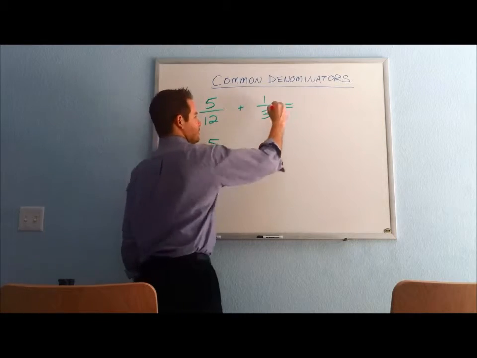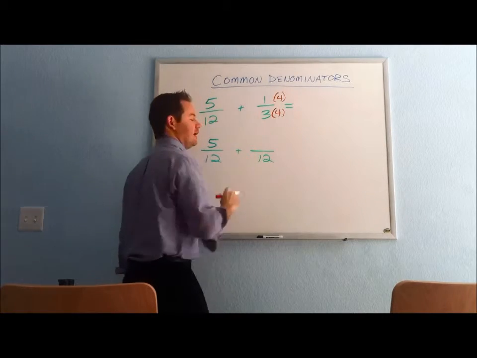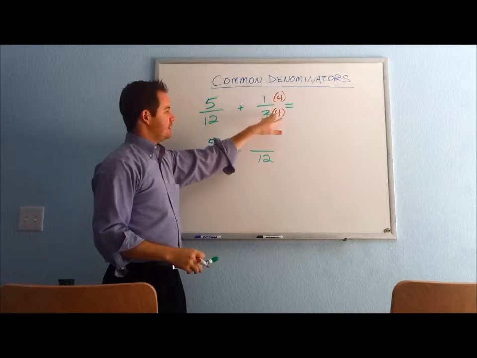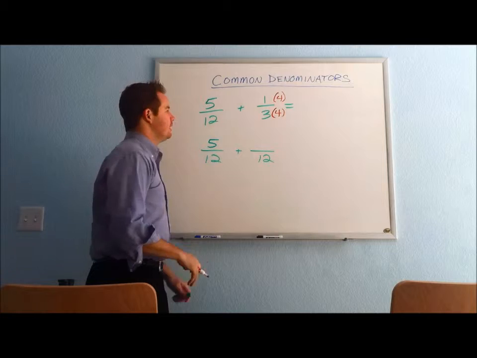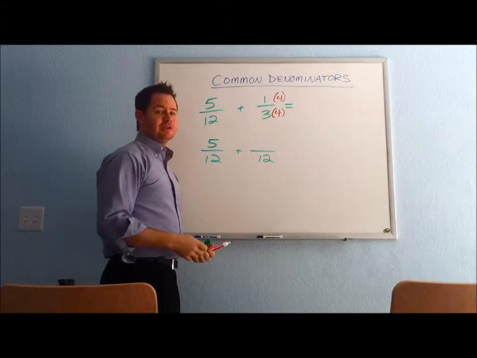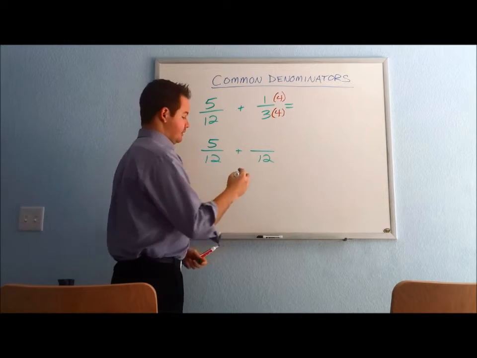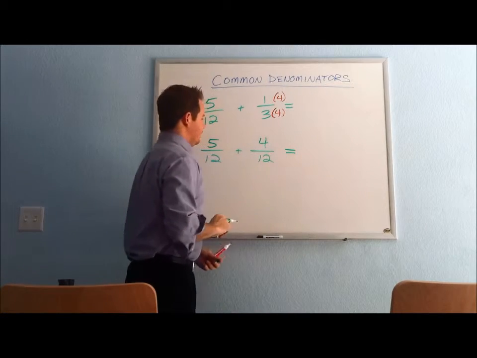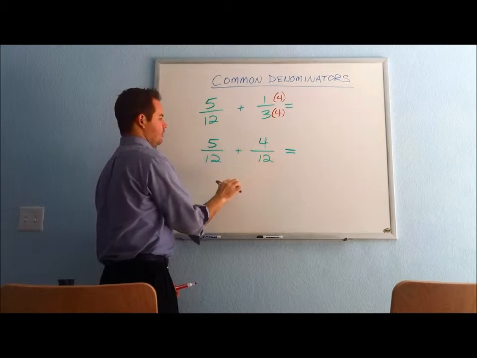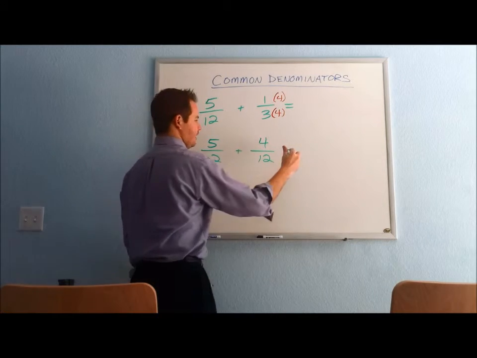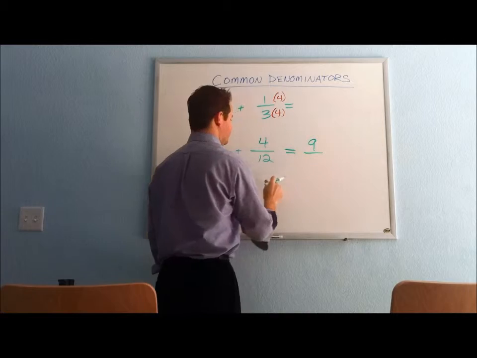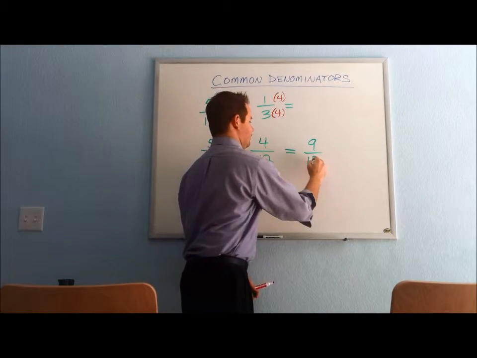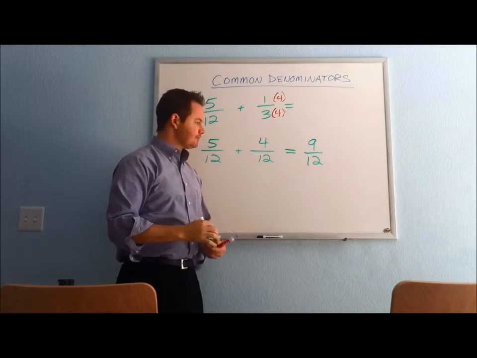So 3 times 4 gives us 12, which means we also have to multiply the numerator by the same value, because you always have to multiply numerator and denominator times the same number. And 4 times 1, what does that give us? Correct, it gives us 4. Now, when we add straight across, we add our numerators. 5 plus 4 gives us 9. And our denominator, keep in mind, we keep the denominator the same. So we get 9 over 12.